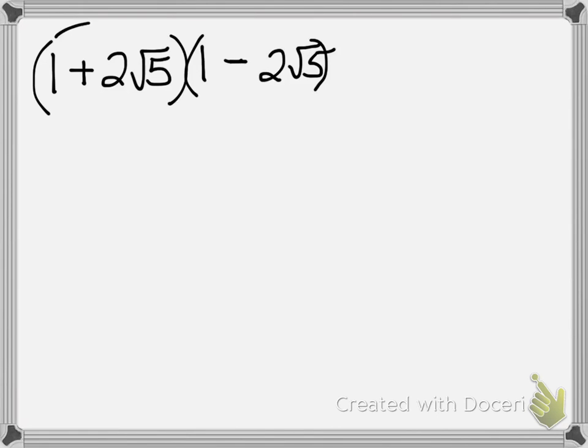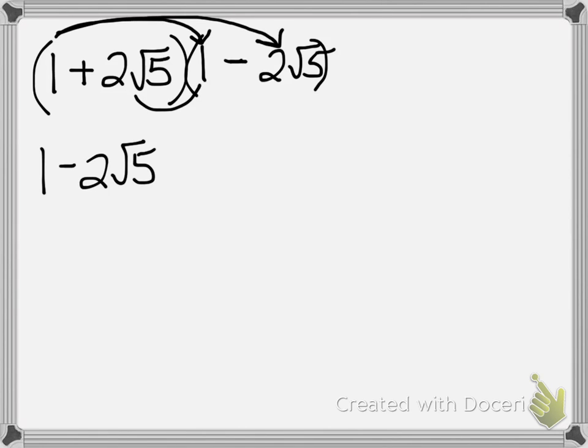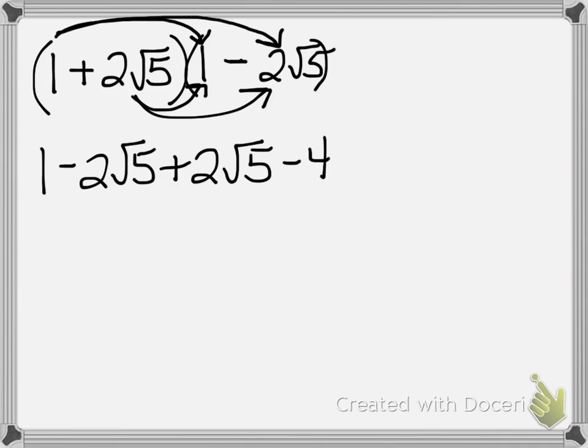Okay? So let's start with first. 1 times 1. 1. And then outer. 1 times negative 2 times the square root of 5. Well, that's negative 2 times the square root of 5. Inner. 2 times the square root of 5 times 1. That's positive 2 times the square root of 5. And then last, positive 2 times the square root of 5 times negative 2 times the square root of 5. Well, positive 2 times negative 2 is negative 4. And the square root of 5 times the square root of 5 is the square root of 25. Whoa, that's special, so we're going to circle that.